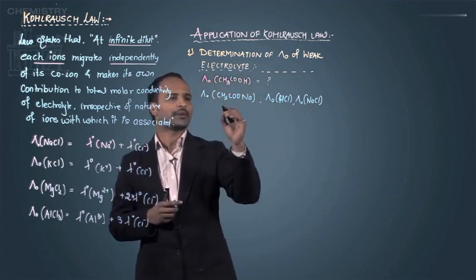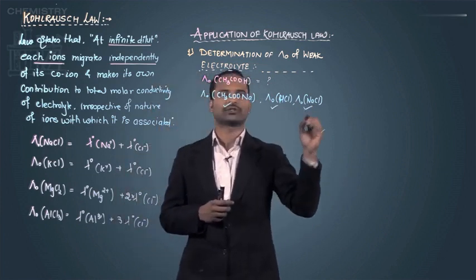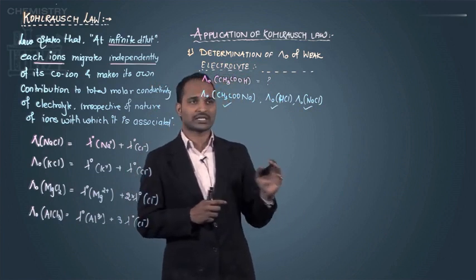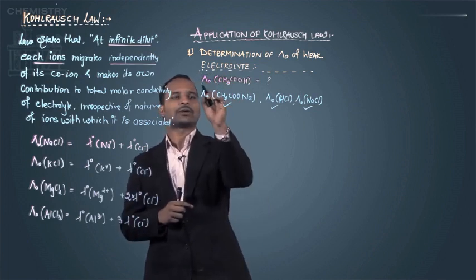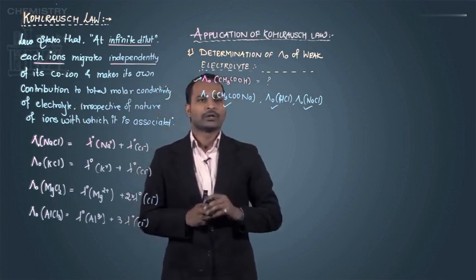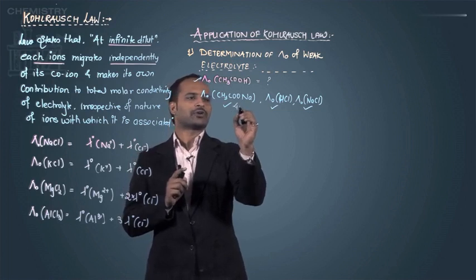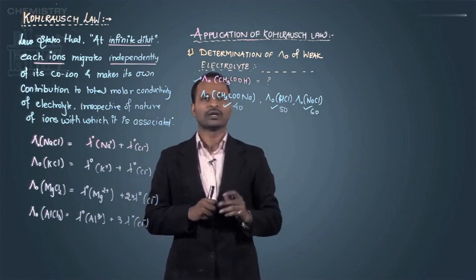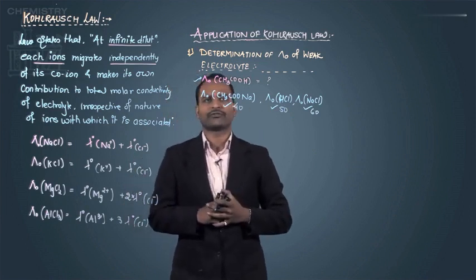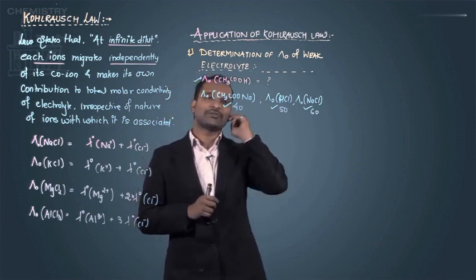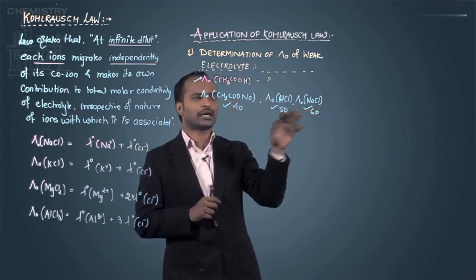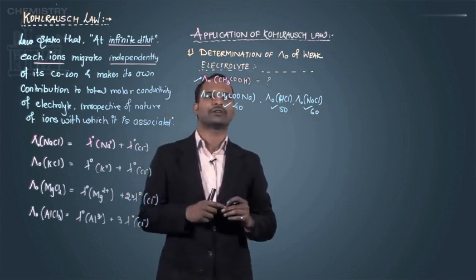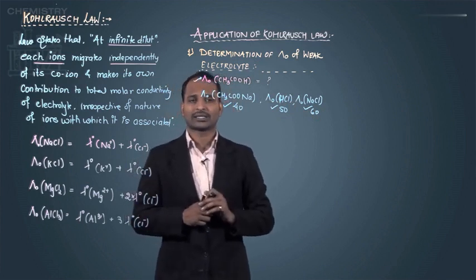So I calculated the lambda naught value for this as well as for the third one. So I know the lambda naught, that is, the molar conductivity at infinite dilution, for these three, and I have to calculate the lambda naught value for this weak electrolyte. Suppose this value is 40, this value is 50 and this one is 60. And now I want to know the molar conductivity of the weak acid, that is acetic acid. So simply I will add or subtract these three electrolytes in such a way that their ions cancel each other, and finally I will get the ions which are present in acetic acid.